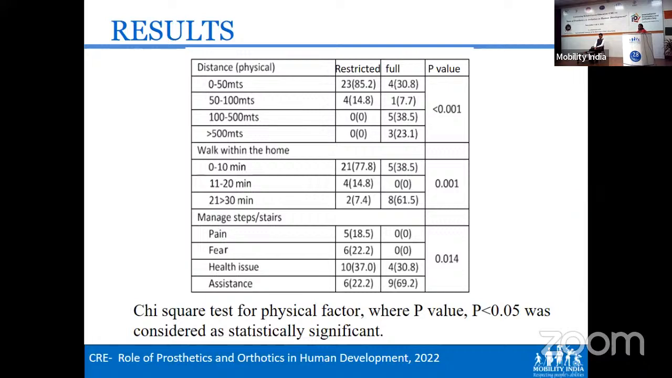Among the three barriers, social, psychological, and physical, I got significant values in the physical factors. Here I have mentioned some of the physical factors which have a significant level. One is the distance, how far they walk in their home, because I have considered a home environment. I considered the distance walked within the home, how many minutes, and whether they are managing their steps or stairs. These are my significant values, and my significant values are less than 0.05.